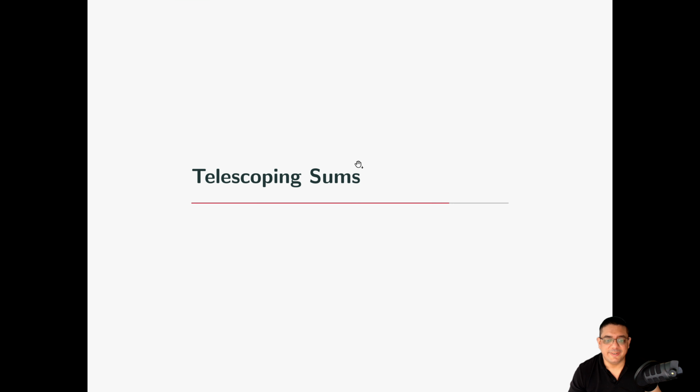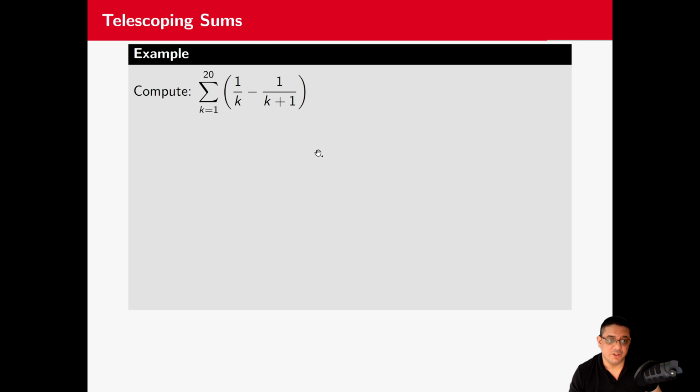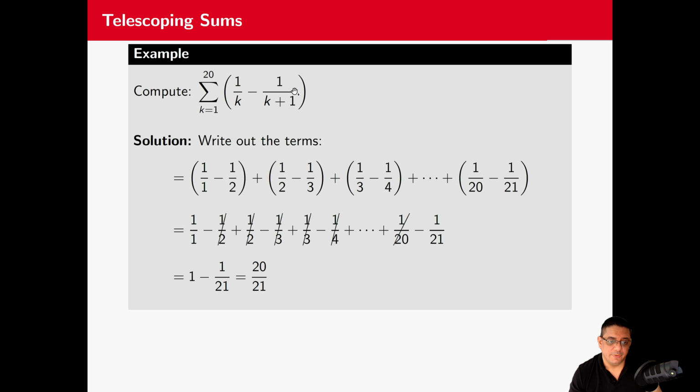Now, one last thing that we can introduce here is the concept of telescoping sums. Let's say you're computing the sum from k equals 1 to 20 of 1 over k minus 1 over k plus 1. If you start writing the terms, you get 1 minus 1 half when k equals 1. When k equals 2, you have 1 half minus 1 third. When k equals 3, you have 1 third minus 1 over 4. And so on. When we get to 20, we get 1 over 20 minus 1 over 21.